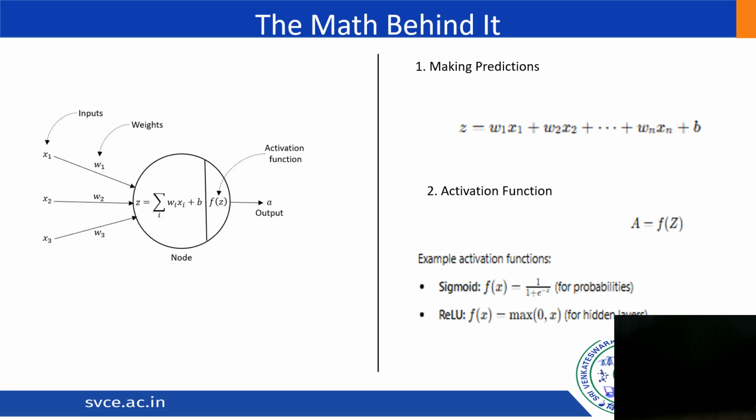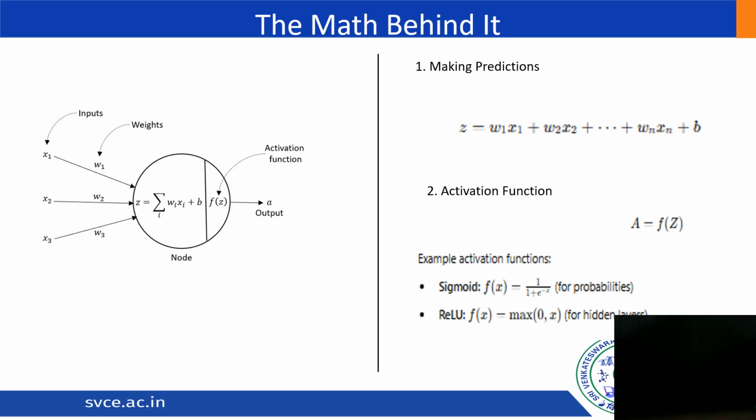So first we are using some basic mathematics for making prediction. This part is nothing but the linear transformation. So Z is equal to W1 x1 plus W2 x2 etc. up to Wn xn plus B, that is the bias. X1, x2 up to xn are the inputs and W1 to Wn are the weights. Z is calculated as a linear transformation of the weighted sum of the inputs along with the bias.